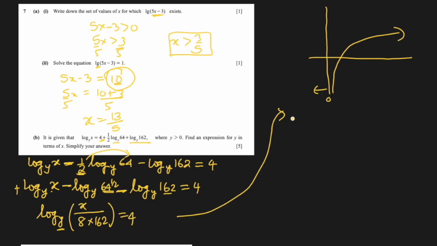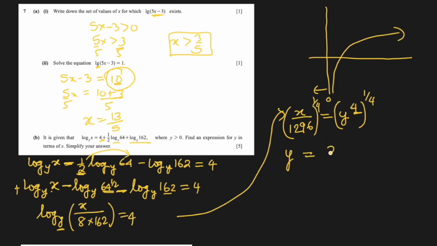So we'll get this. X over 8 times 2 is 16, 16 times 81 is 1296, equal to y to the power 4, right? Now, what is the question? The question is, find an expression for y in terms of x. That means this 4 must go. So to remove this 4, we will give it an exponent 1/4. We have to give the same exponent to the other side. So 4 times 1/4 will be 1. That's how we got rid of 4.